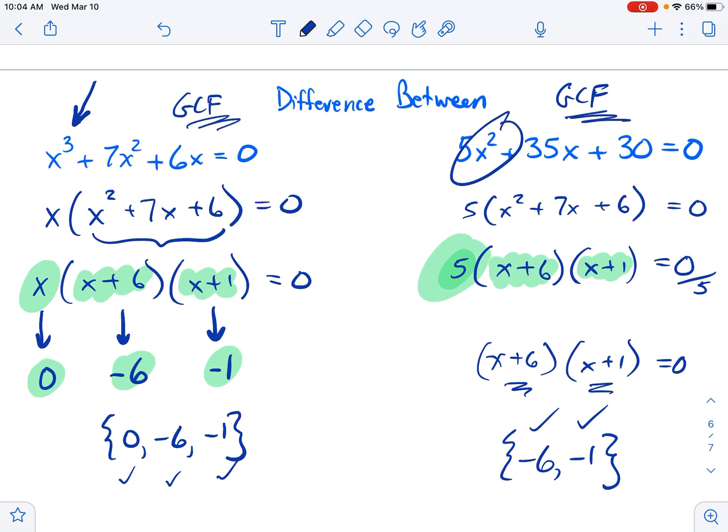So you will need to factor out a GCF at times. When you factor out just a constant, that's not going to create a 0 as part of your solution. No, because it's a constant. But when I factor out one of the variables, oh yeah, that will produce 0. So make a note of that difference.